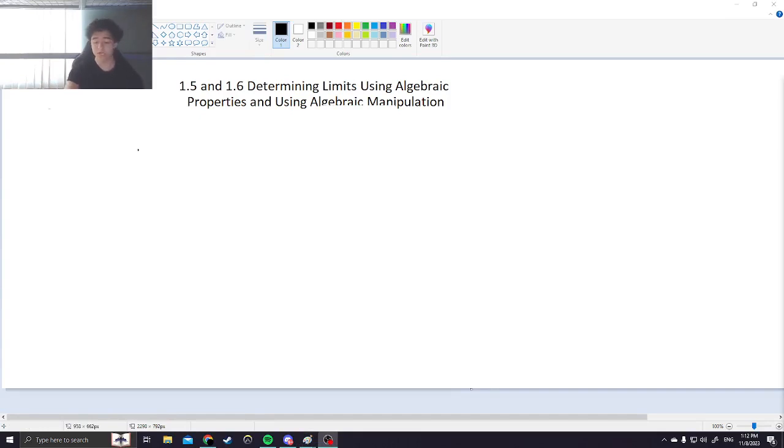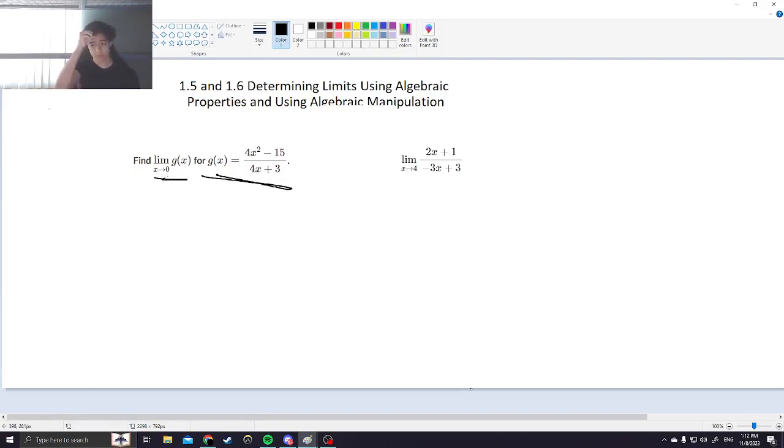Up next, we're going to look at what to do if you just have an equation and you have to find the limit. There are 2 ways to do it. The first one we're going to look at is called direct substitution. It is so easy, so delicious. Look, so this is your equation. I want you to find the limit as x approaches 0.